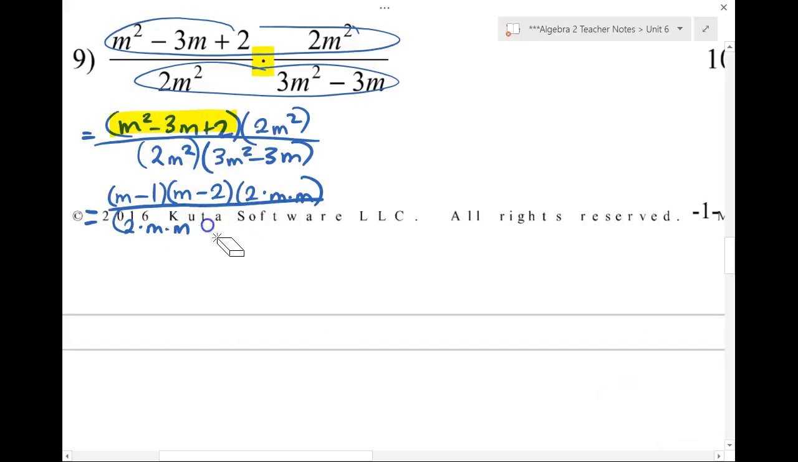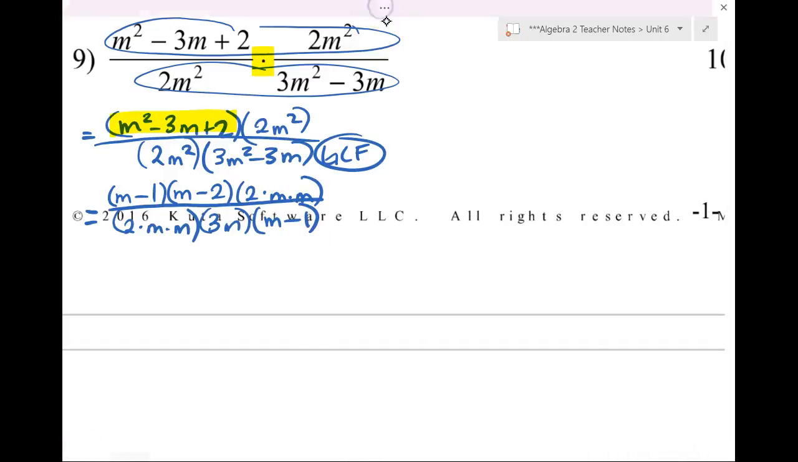And then this 3m squared minus 3m, well, I could factor that by taking out a GCF. And most of the time when you just have a binomial, or two terms subtracted from each other, you're going to factor out a GCF. Okay, so let's take out a GCF here. So now I know I can take out 3m from both. And for the first term, I'm left with just m, and the second term, I'm just left with negative 1.